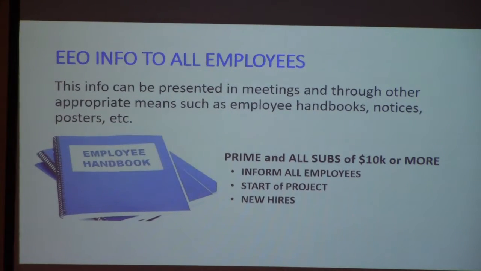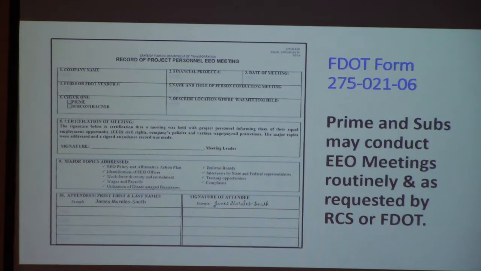So a method of disseminating this information: employee handbooks, notices, posters, job site bulletin board, and meeting minutes. We have forms that you're welcome to use, one for record of project personnel EEO meetings. It captures what topics can be discussed. I recommend if you don't discuss all of them, mark which ones you are discussing at that particular meeting. Fill in all the information at the top, and then you maintain these on file. Should you get selected for a compliance review, I'd be asking to see the record.